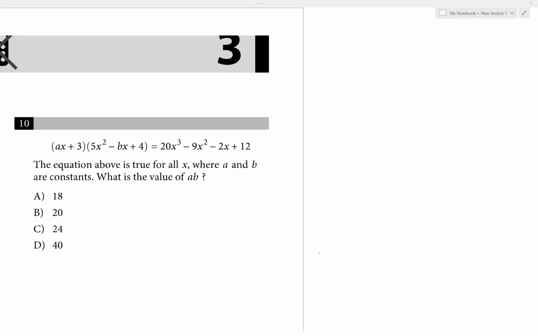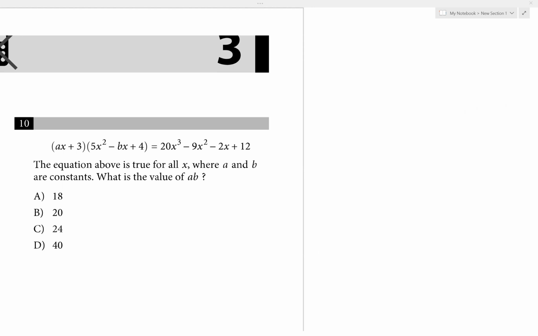All right, number 10. The equation above is true for all x where a and b are constants. What's the value of ab? So ab is a times b. All right, so pretty much we want to figure out the value of a times b.